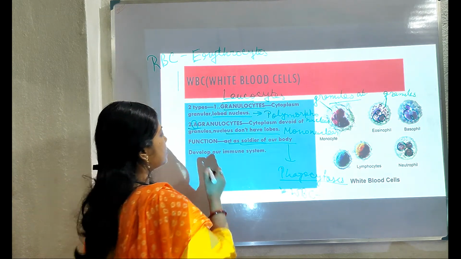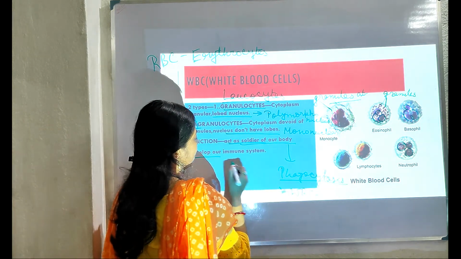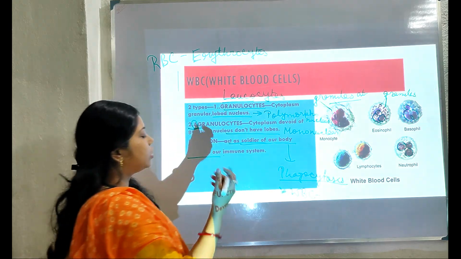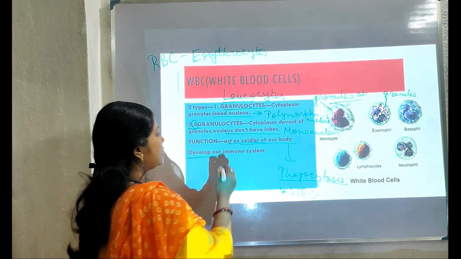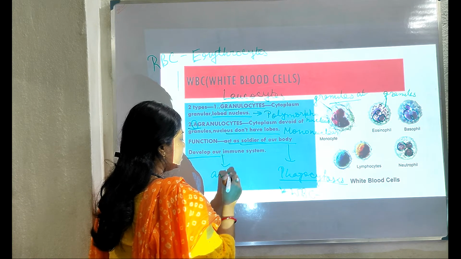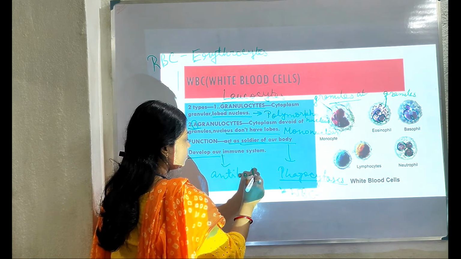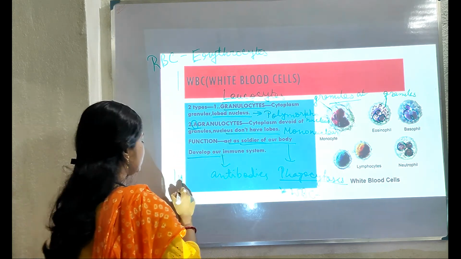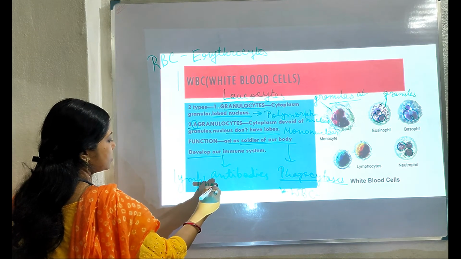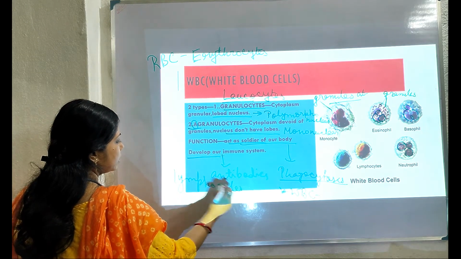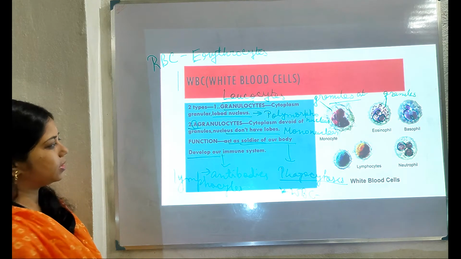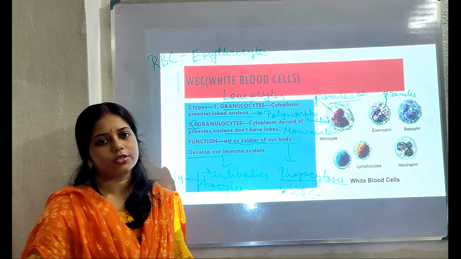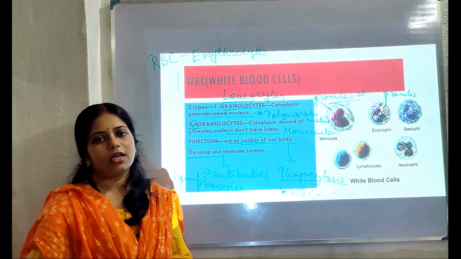Not only that, some WBCs like lymphocytes help to develop our immune system. They produce the antibodies. The lymphocytes produce the antibodies and develop our immune system. So these are the important functions of the WBC.